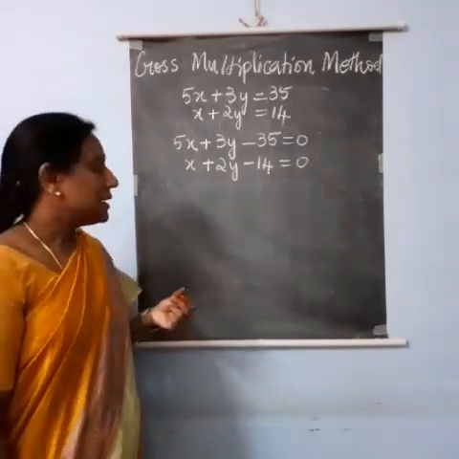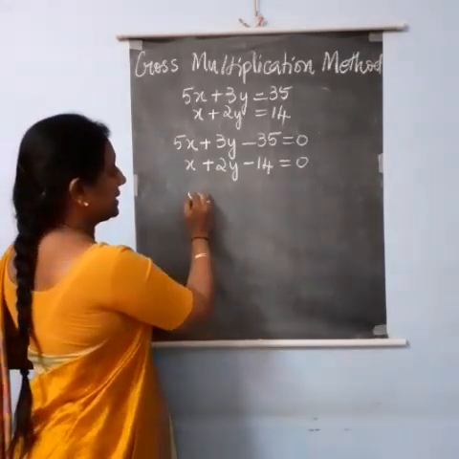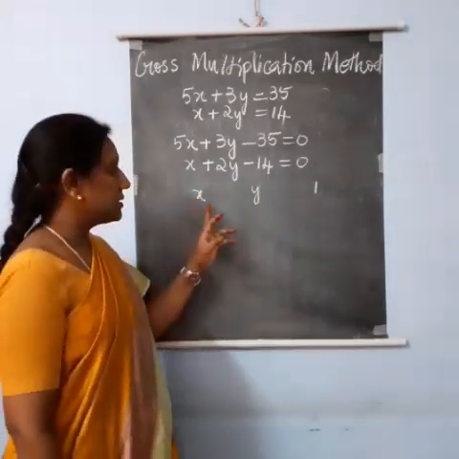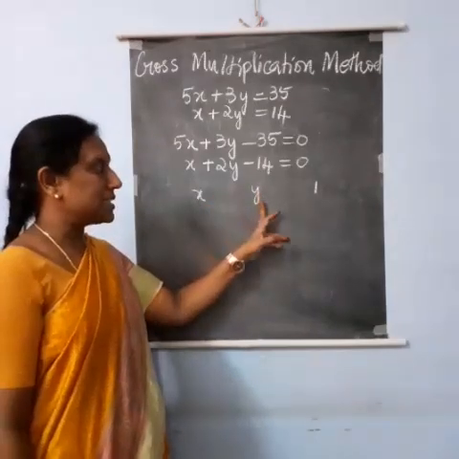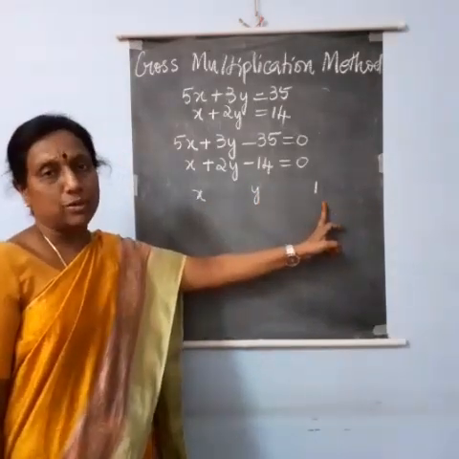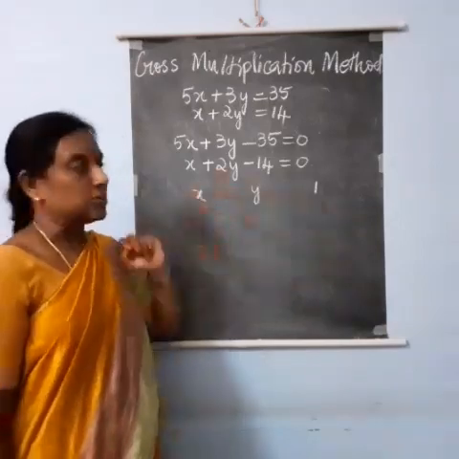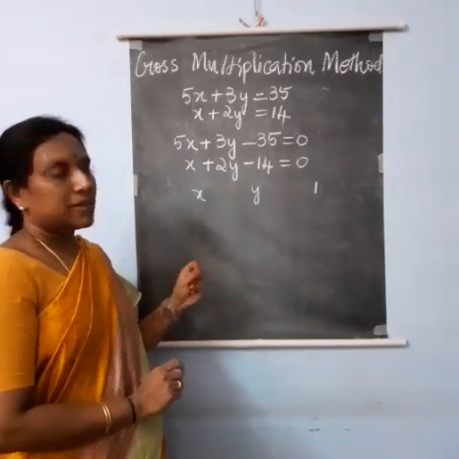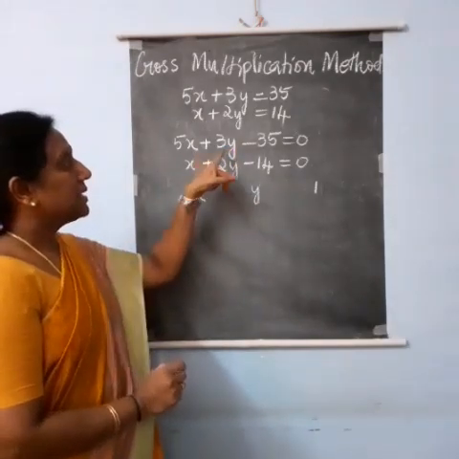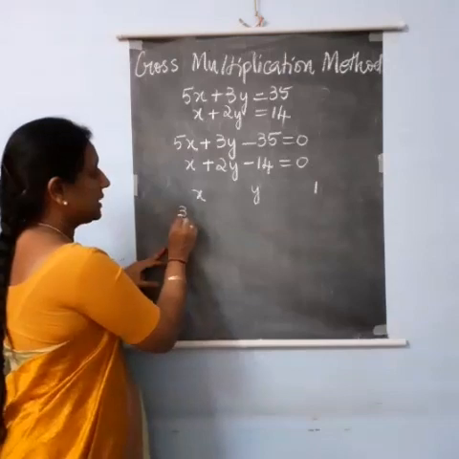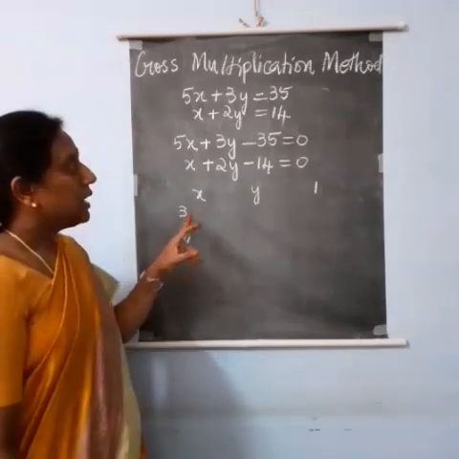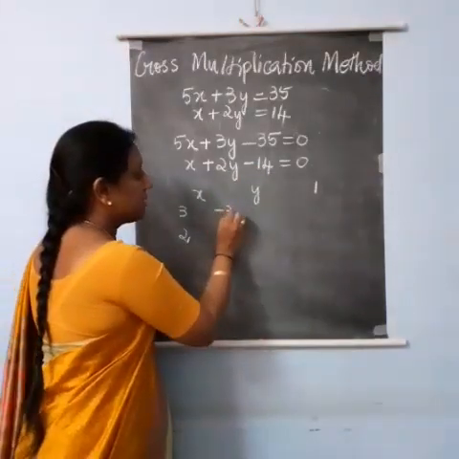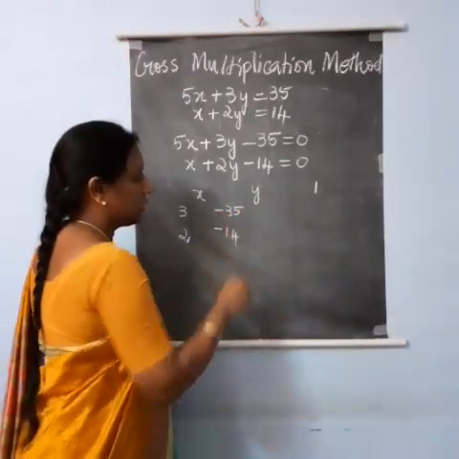Now the solution can be arrived at by writing it like this: x, y and 1. Always the first variable followed by the second variable and 1. 1 will always be there for all the solutions. Then we will start with the coefficients of the y term. Which are the coefficients of the y term? 3 and 2. So you will write 3 and 2 here, followed by the constant terms. Which are the constant terms? Minus 35 and minus 14.